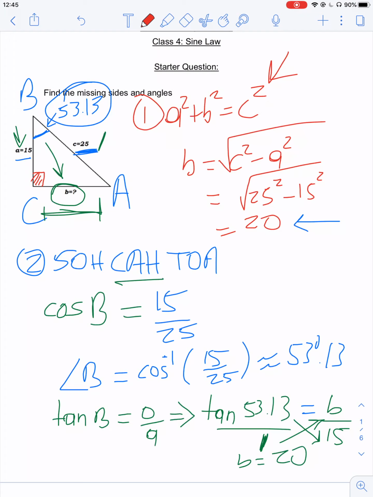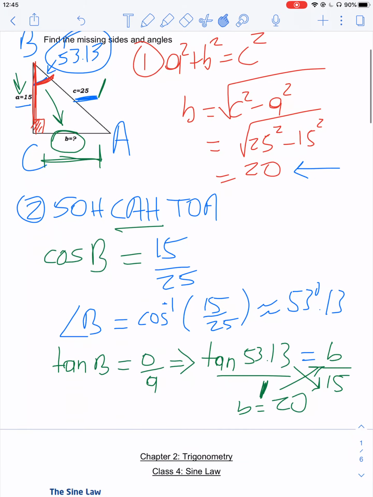SOHCAHTOA works when you know one of the sides and an angle. So you need to know the angle and one of the sides, then you can use SOHCAHTOA. You can figure out any side or any angle inside that triangle using the correct ratio. Sometimes tan might make more sense than sine. It really depends on the information that you're given. So this is kind of like a summary of grade 10.